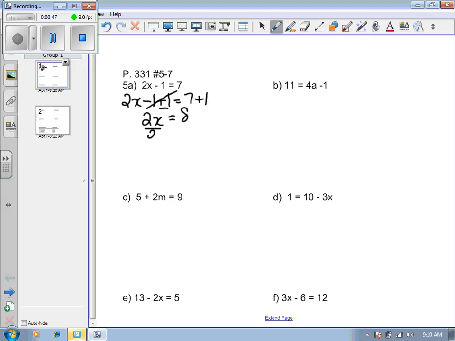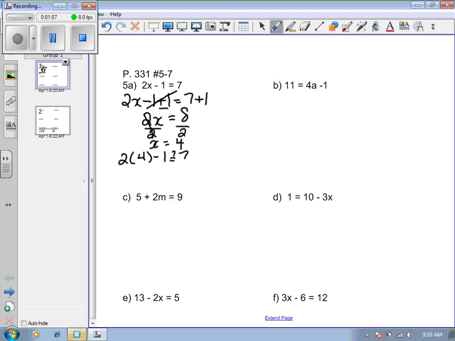Divide both sides by 2. These guys cancel out. X is equal to 4. Okay, so that's the steps in solving this one. Now we have to verify. So to verify, we take our answer and plug it back in. 2 times 4 minus 1, is that equal to 7?